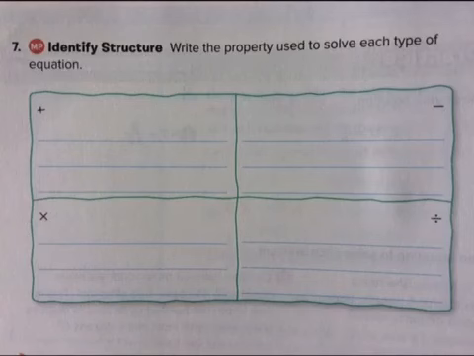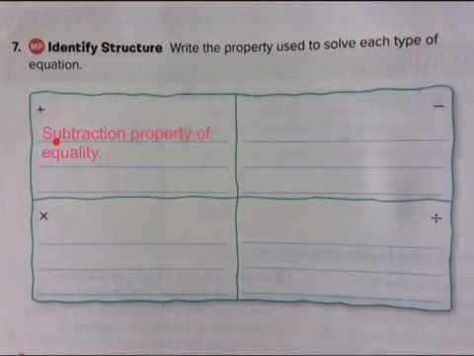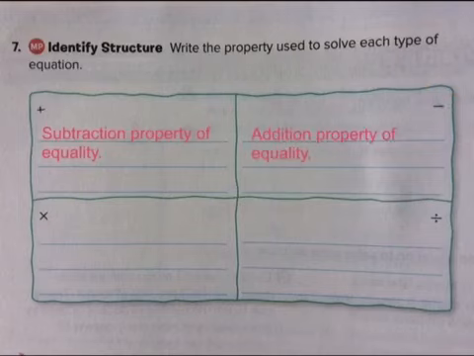And on the back of the page, we have to identify all the properties we've been working with. So write the property used to solve each type of equation. If we have an equation with addition, we have to use the subtraction property of equality. If we have an equation using subtraction, we have to use the addition property of equality. So as you can see, we're doing the opposite. We're doing the inverse operation.